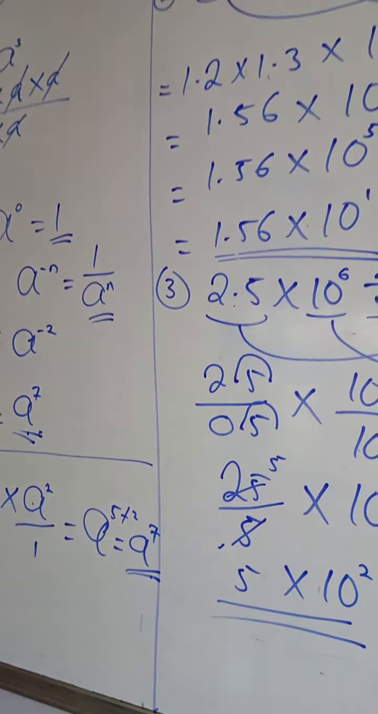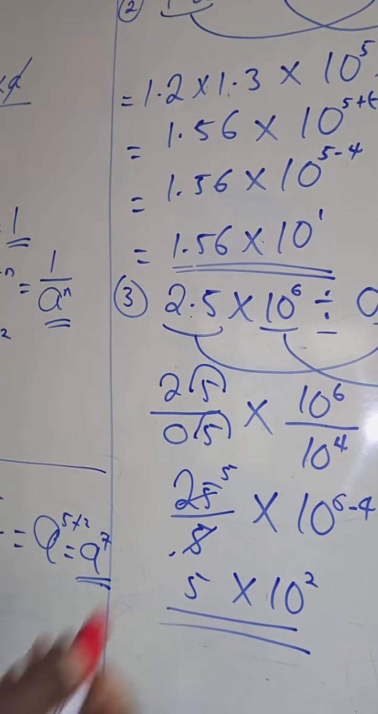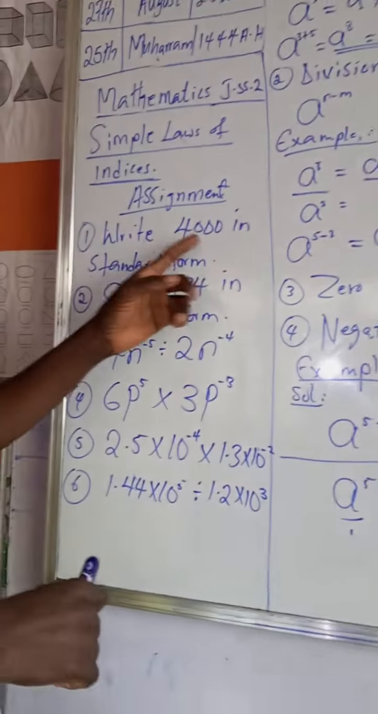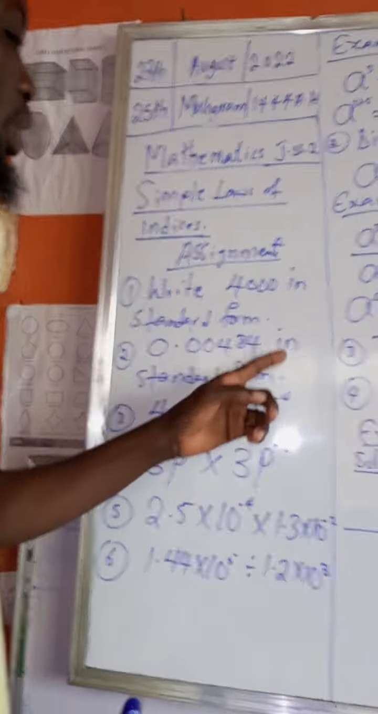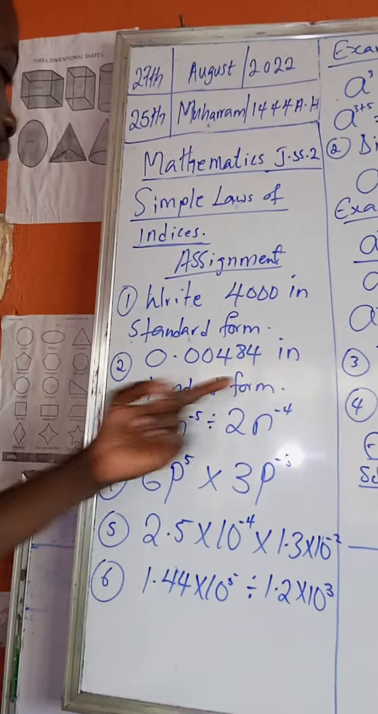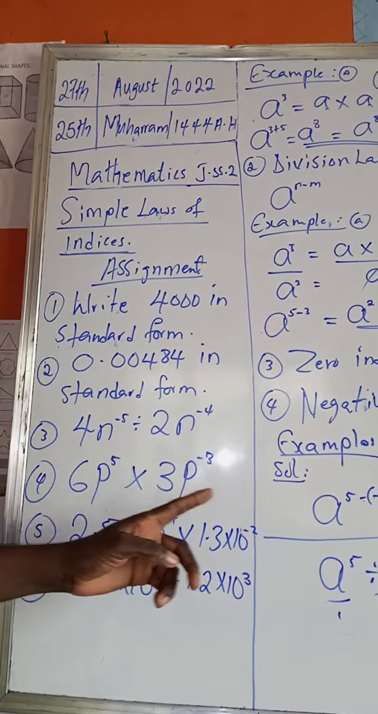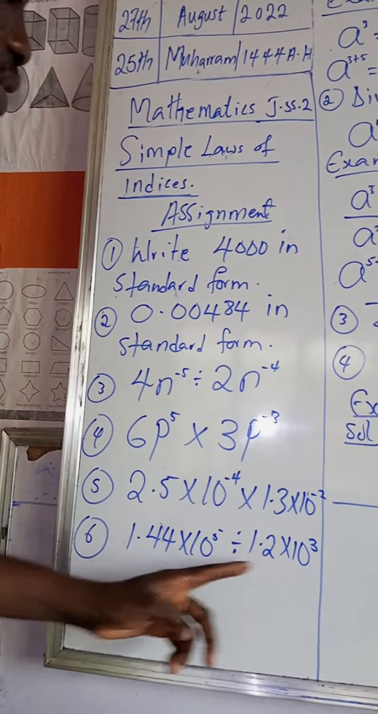So this is our answer. Now let me give assignments. Let's look at this assignment for our case. Write 4,000 in standard form, and 0.048 in standard form equally. Solve this, where division is in between, solve this, where multiplication is in between, and solve this and leave your answer in standard form.